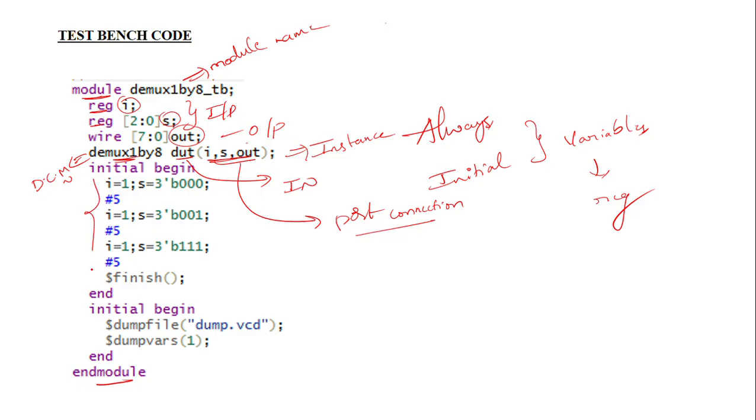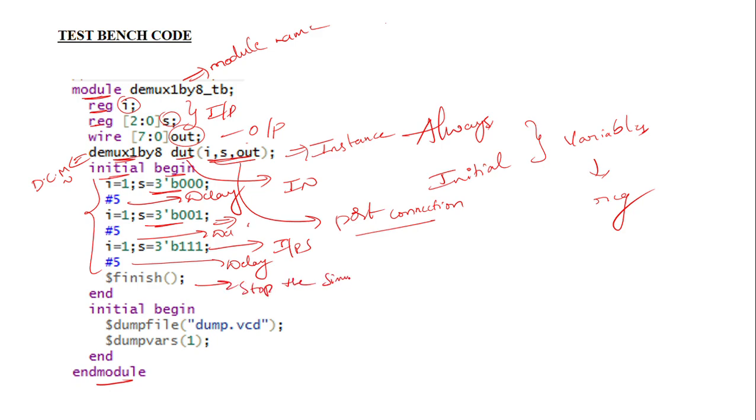In the initial block we give different combinations of inputs with some delay between them. Here you can start with initial. There are multiple lines, so it is followed by begin. First you give the I value and the select line, and give some delay. Again you give a different combination of I and S, and again a delay. Again you give different input combinations, and again a delay. After a certain period of time, if you want to stop the simulation, use the finish keyword. By using the finish keyword you can stop the simulation. This begin will be closed by the end keyword.